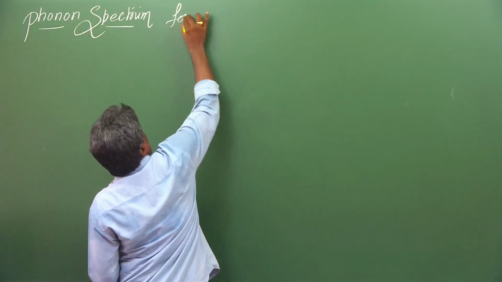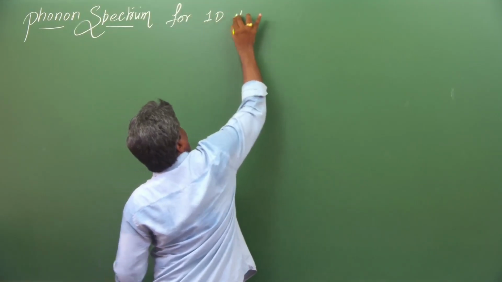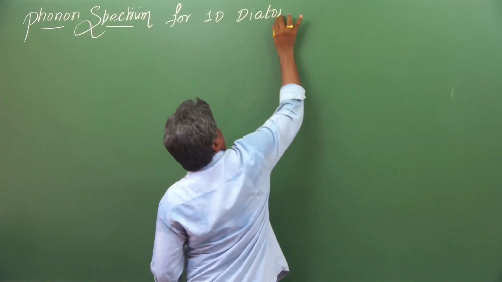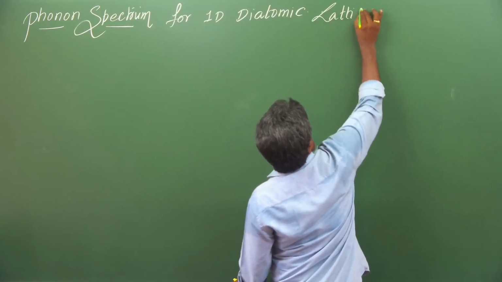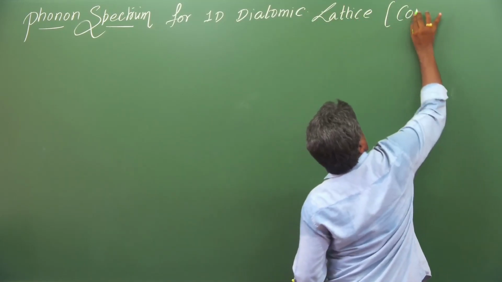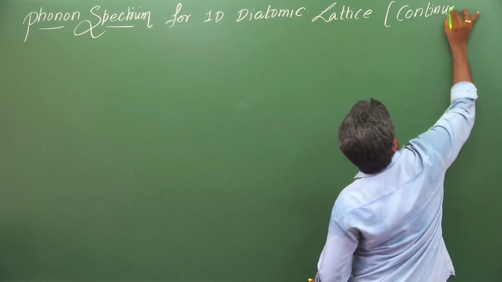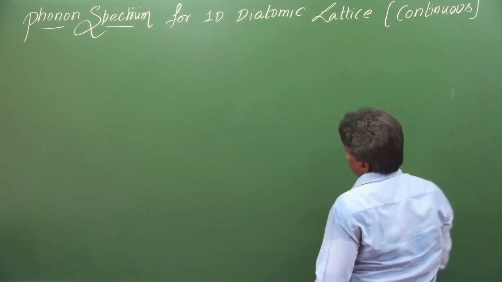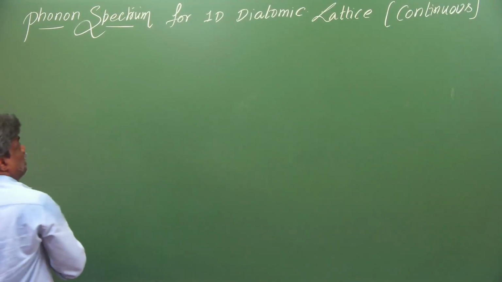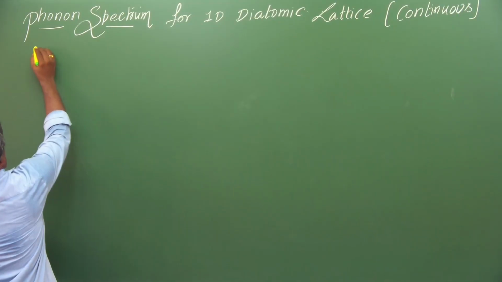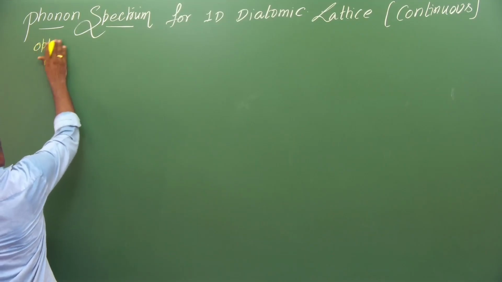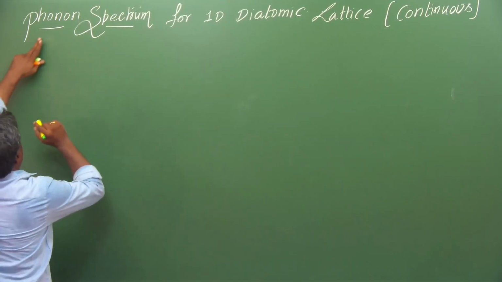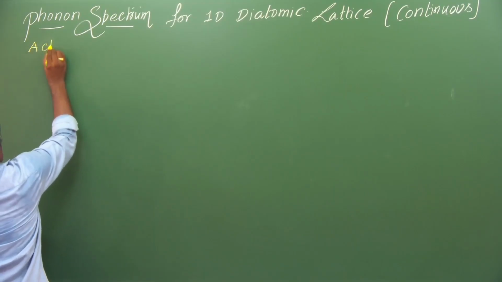For the 1D diatomic lattice, very important, please listen. And this indicates continuous or discrete? Continuous nature. And here we have already got two things. First one is optical. Sorry, first I will take acoustic.